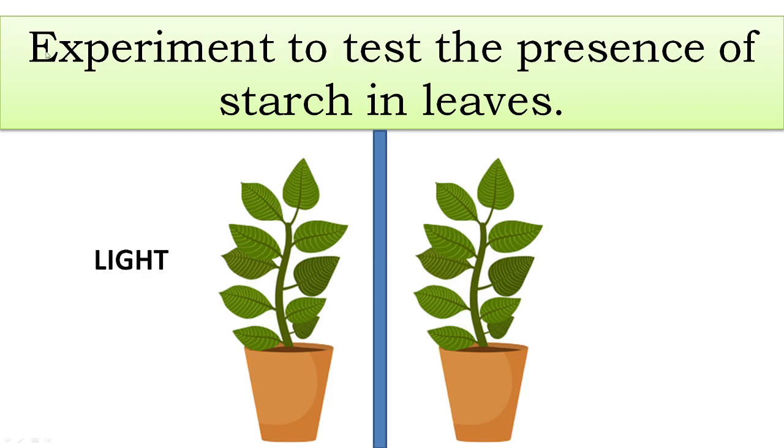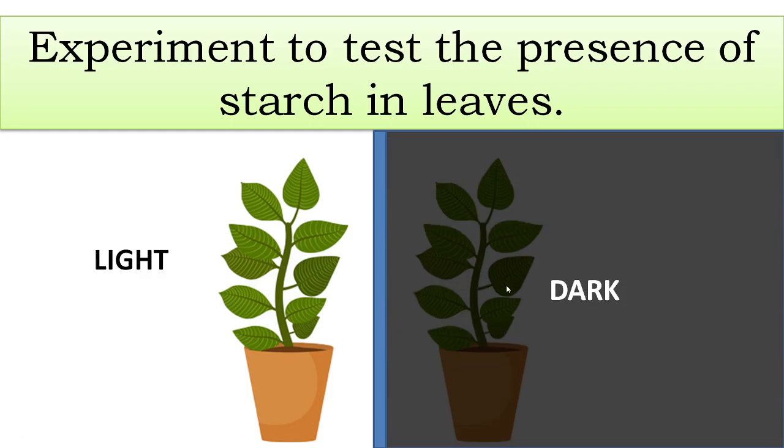So now for our experiment to test for the presence of starch in the leaves, we need to take two potted plants. We need two plants of the same kind. One plant we keep in the light, whereas the other plant we keep in the dark for 72 hours.